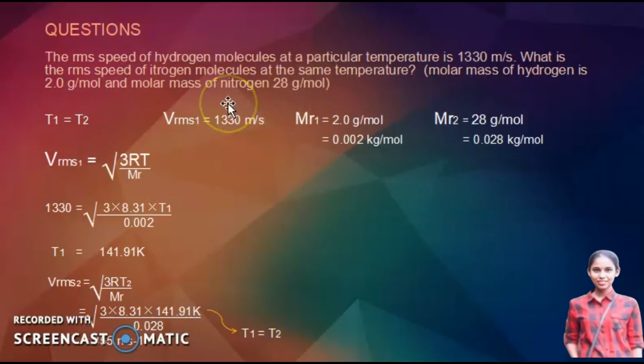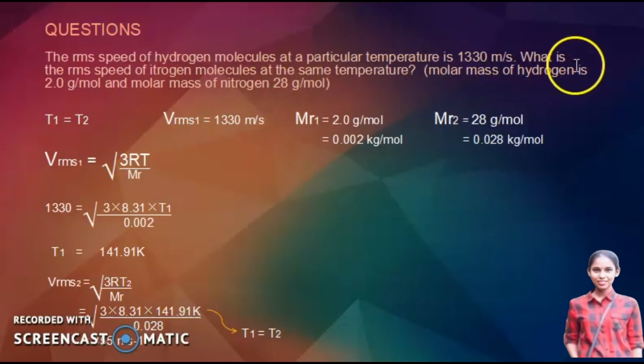Okay, let's extract some information from the question given. What is already given? Given the RMS of hydrogen molecule is 1330. Let us assume that hydrogen is 1. So we put VRMS1, which indicates hydrogen molecule. So VRMS1 equals 1330.